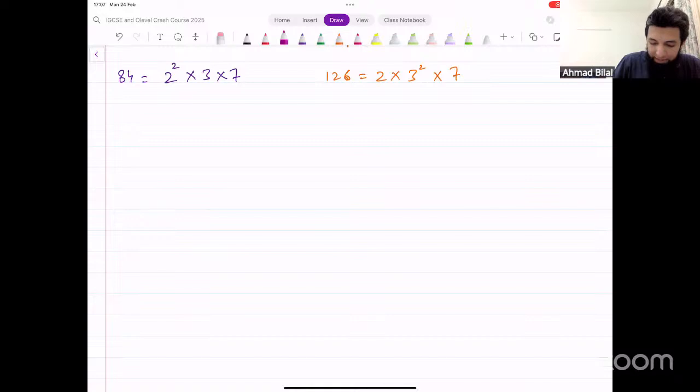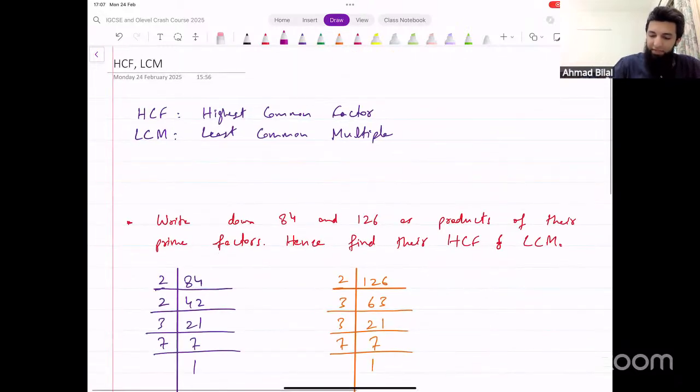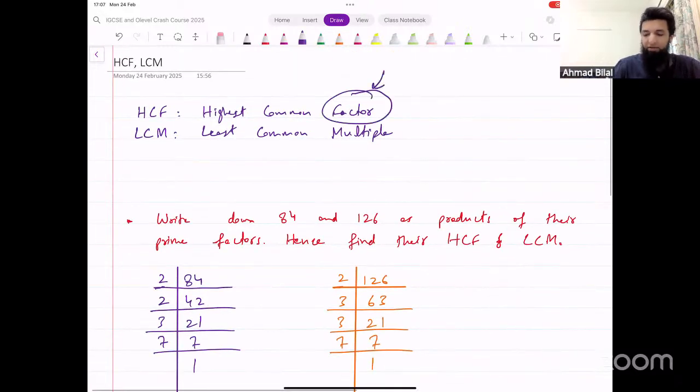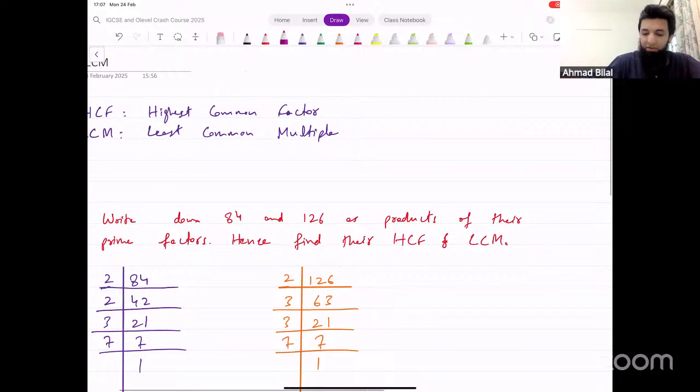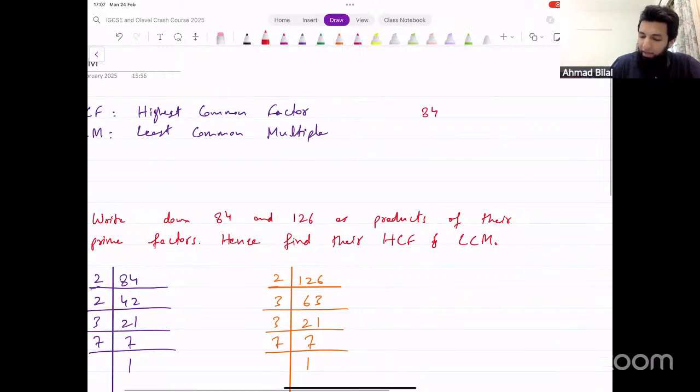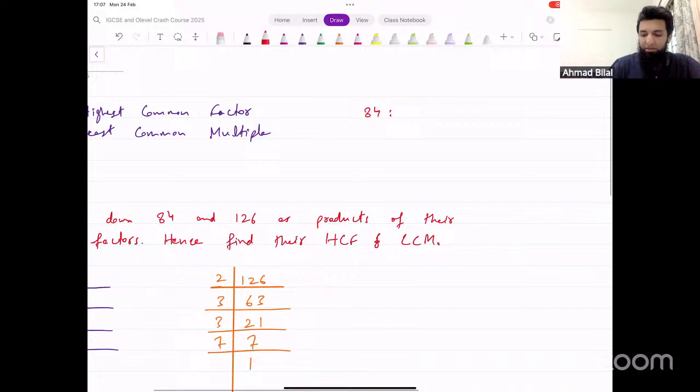Now for HCF, remember HCF, that's a factor. Factor is a smaller number, right? So for example, if you have 84, let me write that down here. 84 has a number of factors like this. 84 has 2 as a factor. It has, in fact, let's start from 1. 1 is also a factor, although it's not a prime. But let's write down all possible factors for 84.